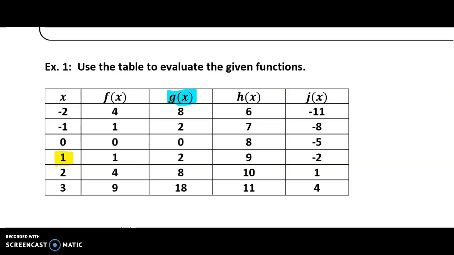Now if I change my function, keeping the same input value of 1, but now I switch over to the g of x function, if I want to know what the output for the g of x function would be if I put 1 as an input, all I need to do is find the intersection of row and column. Wherever the input of 1 is, intersecting with the column of g of x, this is telling us that if we plugged 1 into the g of x function, 2 would be its output.